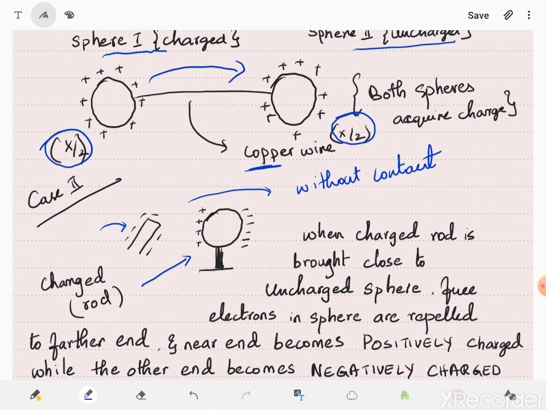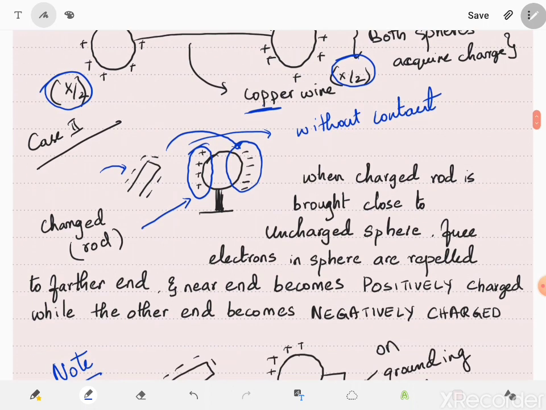Because the glass rod is negatively charged, it tries to push all the negative charge present inside the sphere to the other end. See, as seen here, the negative charge has gone to the other end. So what happens to this end of the sphere? It becomes positively charged, right? And what about the other end? It becomes negatively charged. So as we can see here, without any actual contact, one is able to charge the sphere by bringing a charged substance near an uncharged substance, right?